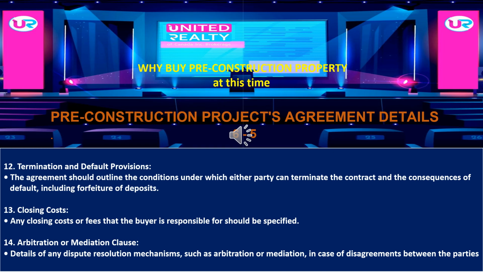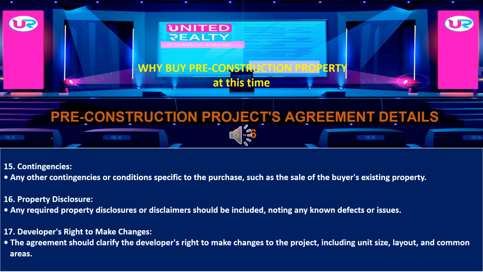Any closing costs or fees that the buyer is responsible for should be specified. 14. Arbitration or mediation clause. Details of any dispute resolution mechanisms, such as arbitration or mediation, in case of disagreements between the parties. 15. Contingencies. Any other contingencies or conditions specific to the purchase, such as the sale of the buyer's existing property.